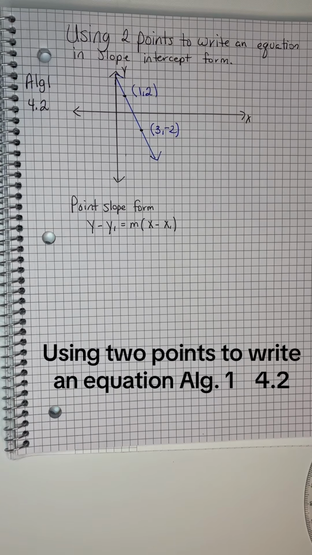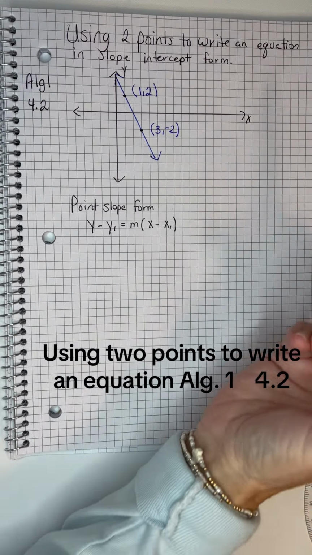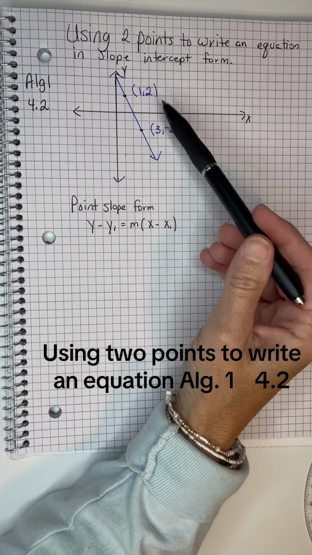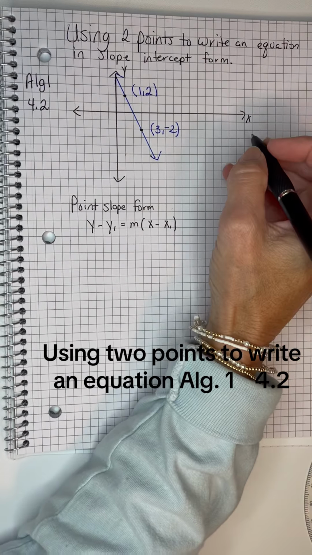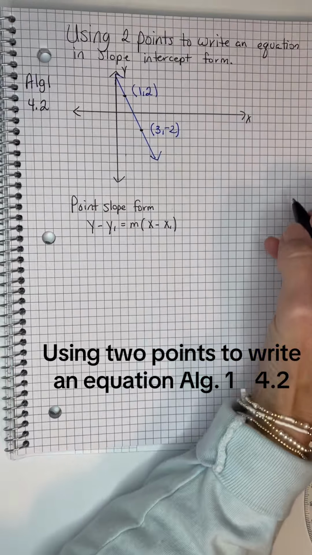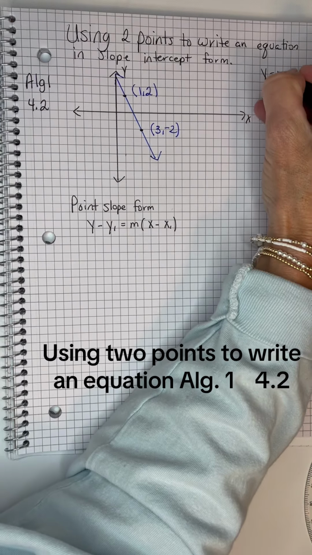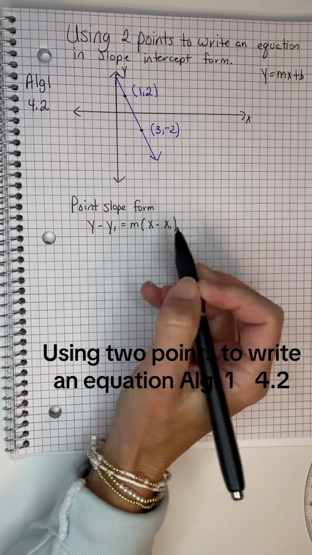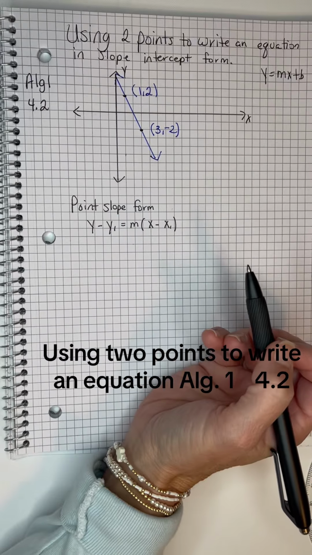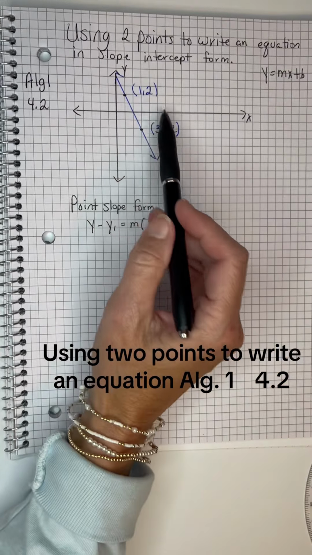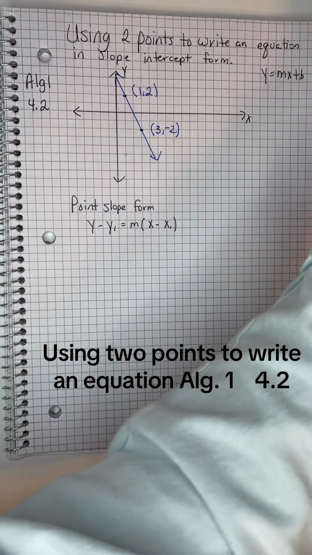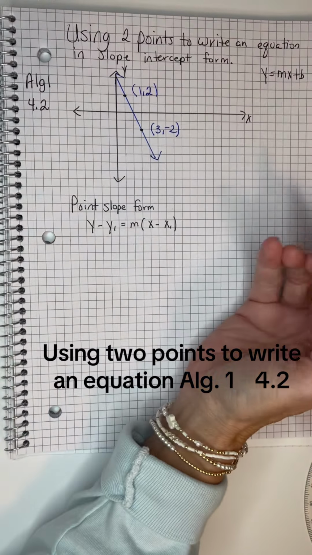Using 2 points to write an equation in slope-intercept form. Okay, so we can count our slope. We know we want it to end up being y equals mx plus b. But I want to show you how point-slope form can help us get there when you have two ordered pairs and one of them doesn't have the 0 as an x.